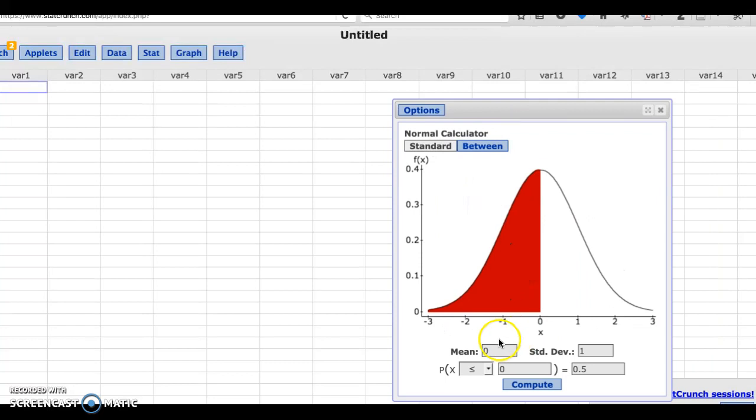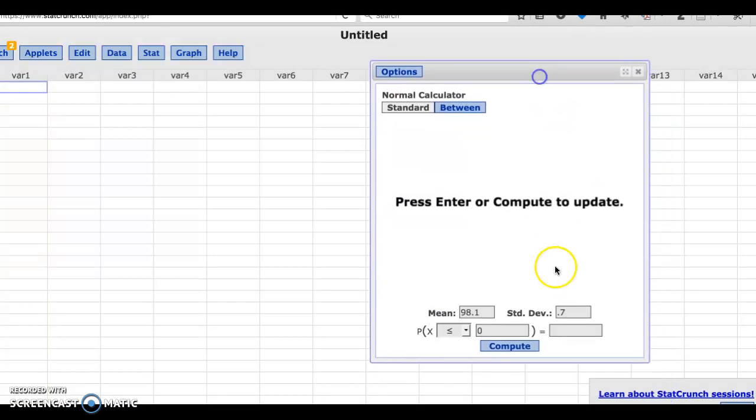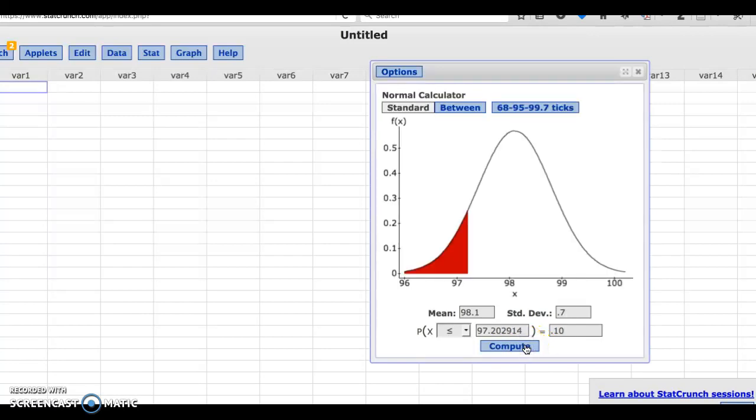So our mean was 98.1. Our standard deviation was 0.7. And we want the top 10%. So what people did here was they did 10% here, which was okay. But right here, this is not the top 10%. This is the bottom 10%. So this answer here is incorrect. What we want is the percent over here, the top, not the bottom.